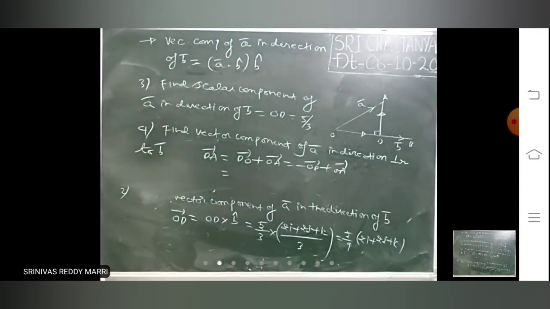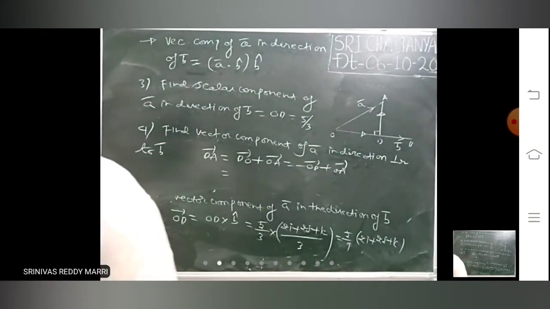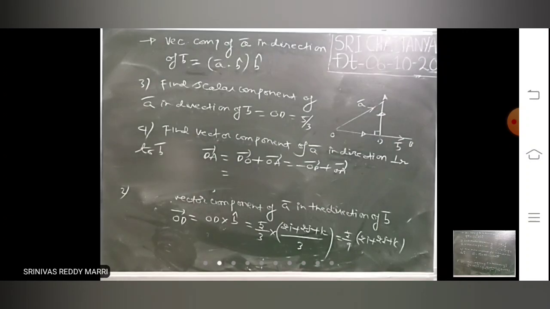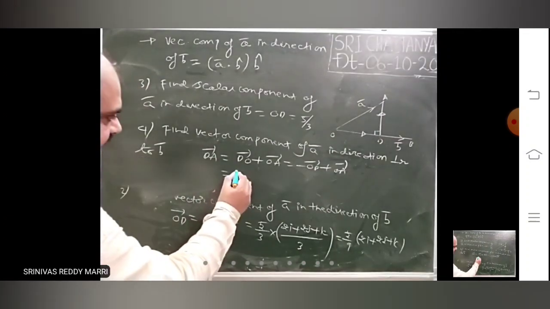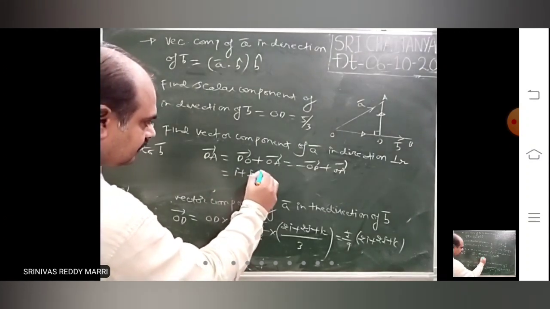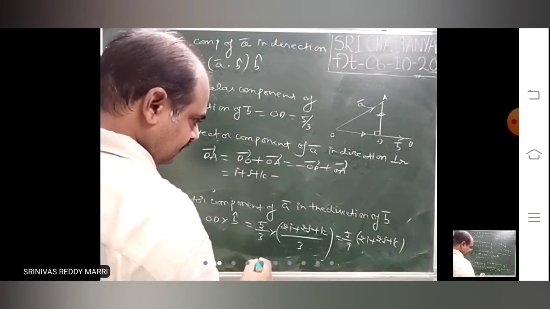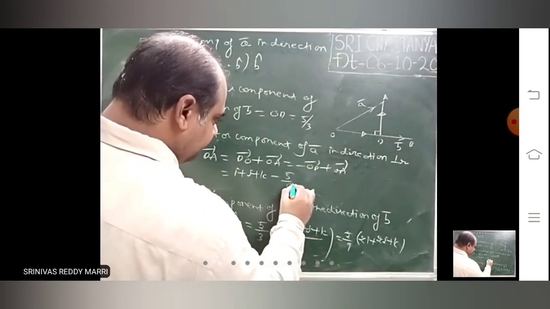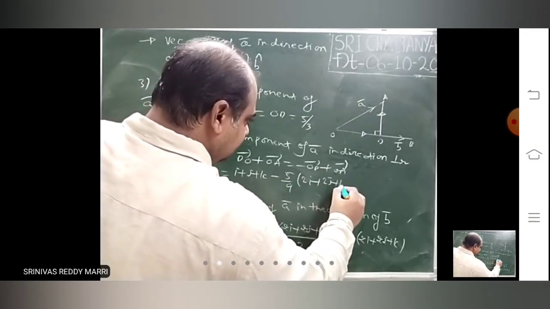That means this is nothing but OA bar means what? OA bar I have given. The OA bar I have given A bar. That means I plus J plus K minus whatever you got this one, 5 by 9 into 2I plus 2J plus K.